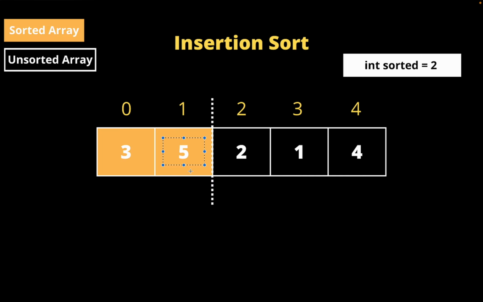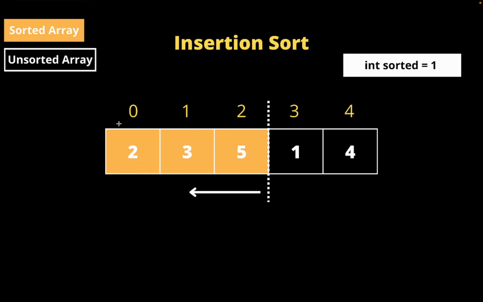And then we are going to take 2 and compare it with the 3. So this cycle will go towards the left. We are going to compare 2 with the 5 first, and then with the 3. Now as you can see, we have shifted 2 to the place of 0 because it was the smallest number that we've got so far. So we've got 2, 3, 5, and now we are going to compare 1.